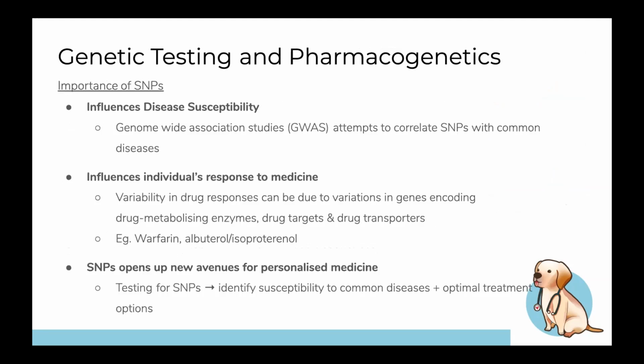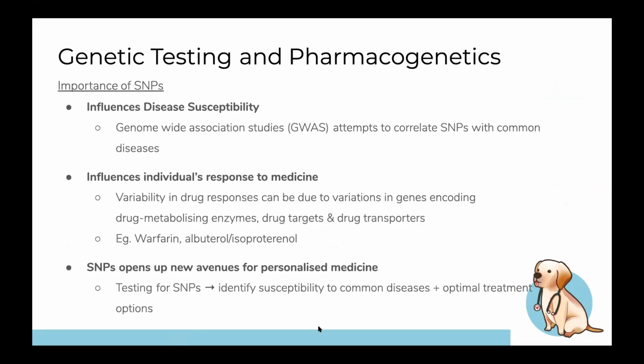So there's essentially three main aspects. First aspect, it will influence your disease susceptibility. So if you have a specific kind of gene, that's going to influence whether or not you are more likely to obtain a certain kind of illness. Second point, it's going to influence your response to medicine. So that's going to perhaps influence your reaction to certain kinds of drugs. And the third aspect, it's going to open up avenues for personalized medicine.